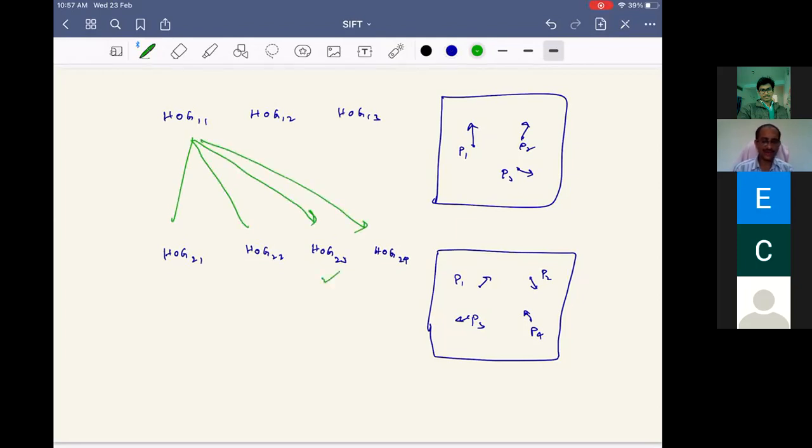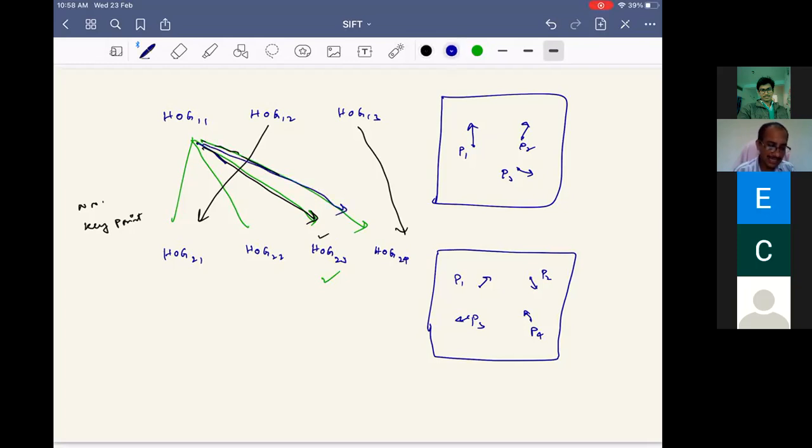Assume that this is a good match for this. Similarly, I see the good match for this, and if this is the good match for this and this is the good match for this, then these are the three matched key points. These are referred to as nearest neighbor key points. For this, this is a good match, fine. But the second good match is this. This is the second good match.